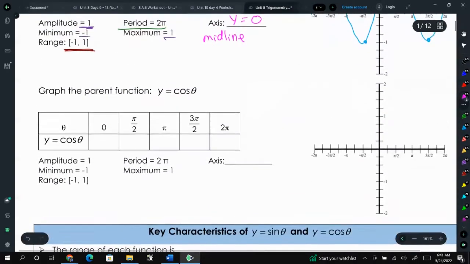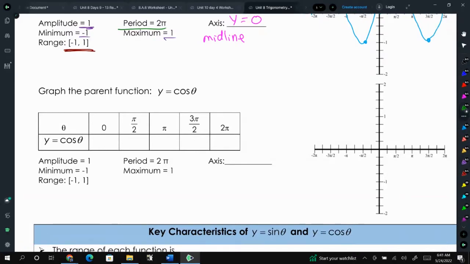When it comes to cosine, everything is essentially the same when it comes to the characteristics. It's just our graph's going to look a little bit different because the cosine of 0 is 1. The cosine of pi over 2 is 0. The cosine of pi is -1. The cosine, or x value when on the unit circle, for 3 pi over 2 is 0. And the cosine of 2 pi is 1.